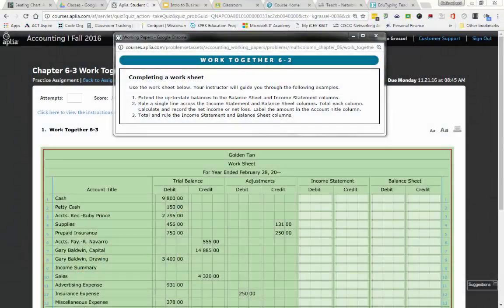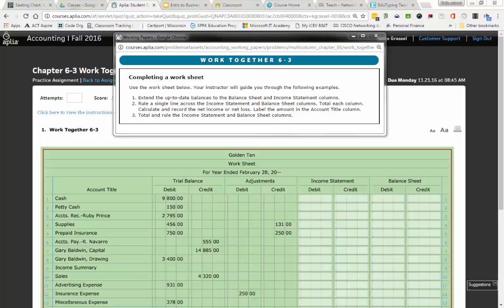So when we look at Work Together 6-3, our instructions read: 1. Extend the up-to-date balances to the balance sheet and income statement columns. 2. Rule a single line across the income statement and balance sheet columns. Total each column. Calculate and record the net income or net loss. Label the amount in the account title column. And instruction number 3 reads, total and rule the income statement and balance sheet columns. So we have a series of steps that we need to go through, and it's important that we do them in the correct order.